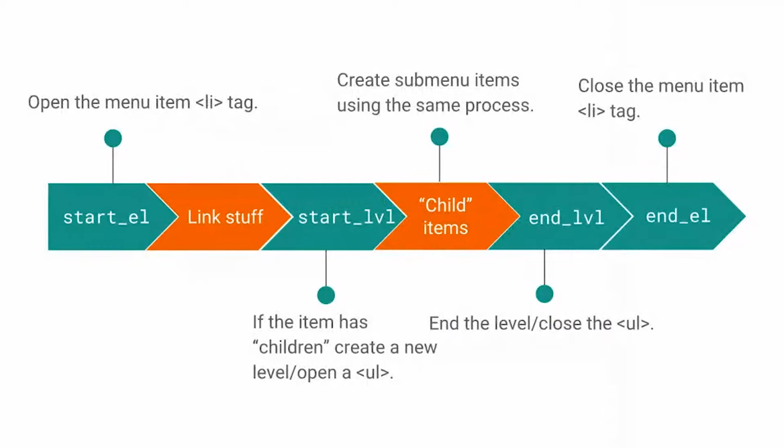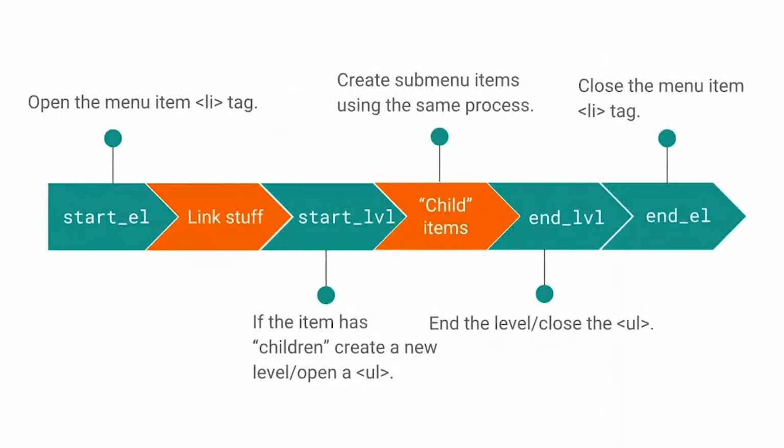UL tag, goes through the same process to encompass all the child items of the menu element, closes that UL tag, and then closes the LI tag. So once we understand this process, then it's not terrible to start figuring out how to get the HTML structures that I showed you before.